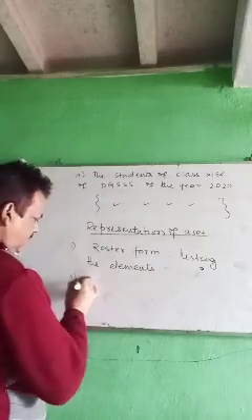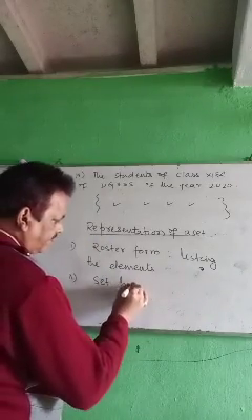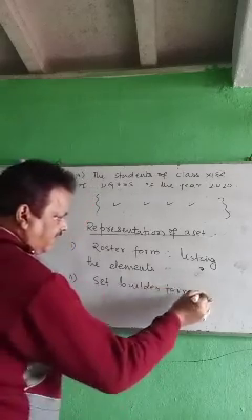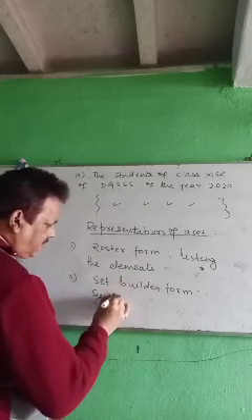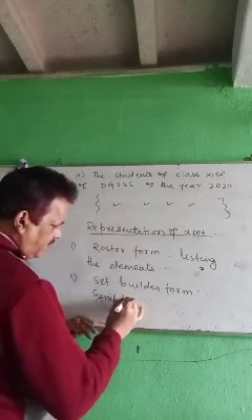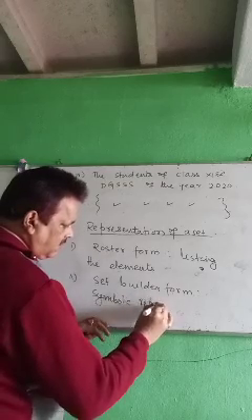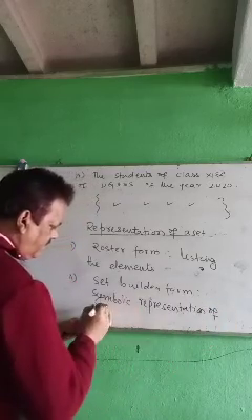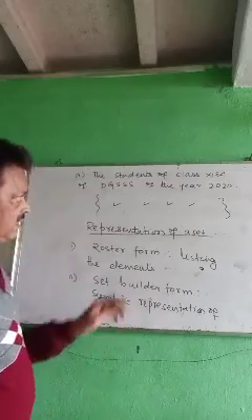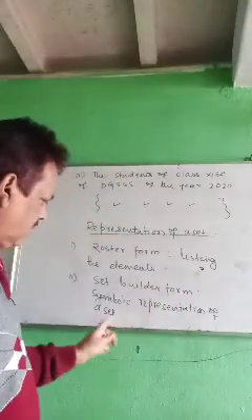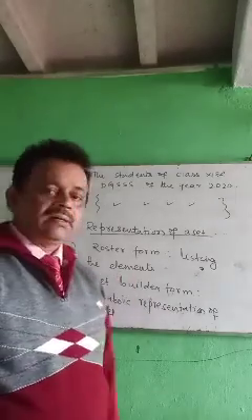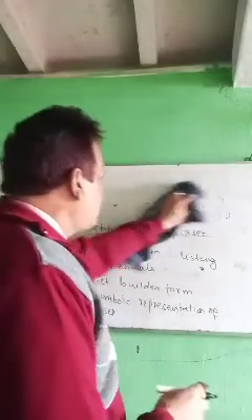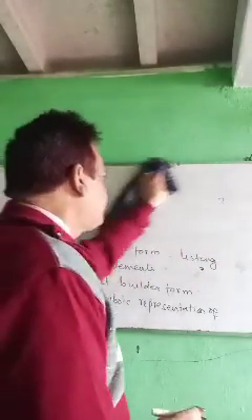Then second is set builder form. Set builder form means symbolic representation of a set. Instead of writing one by one, if you write in a symbolic form, then that will be called set builder form. Okay, now let's discuss in detail what is called roster form, what is called set builder form.